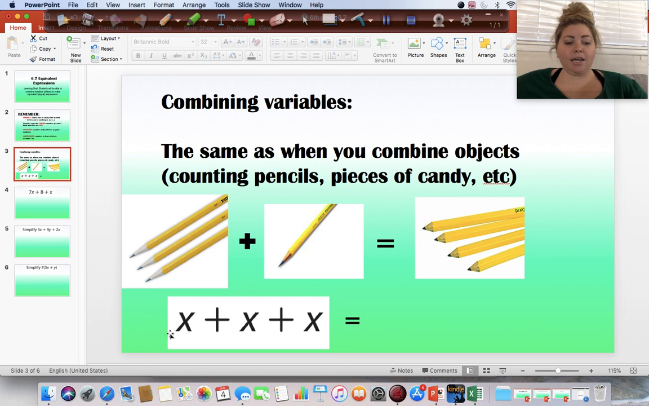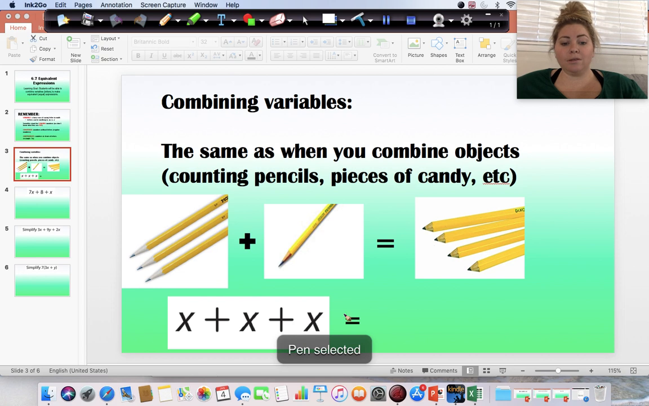Down here we've got an x plus an x plus an x. Altogether we have 1, 2, 3 x's. So when I am writing my answer, we have 3 x's, so my answer is going to be 3x. You count x's just like you count any other numbers. We have 3 pencils, we're adding that to 1 pencil, so we have 4 pencils. We have 1x, we're adding that to another x, and to the last x. So 1 plus 1 plus 1 is 3, and they're all x's, so they are 3 x's.